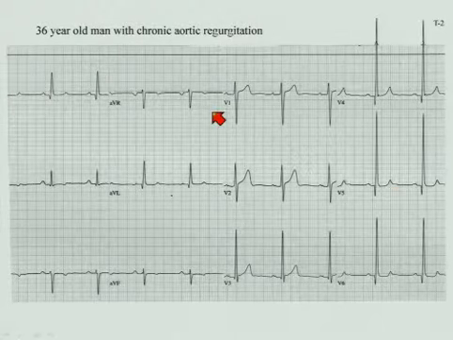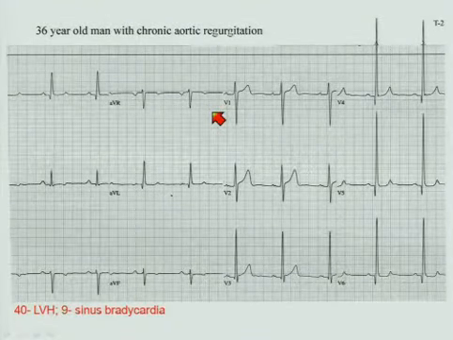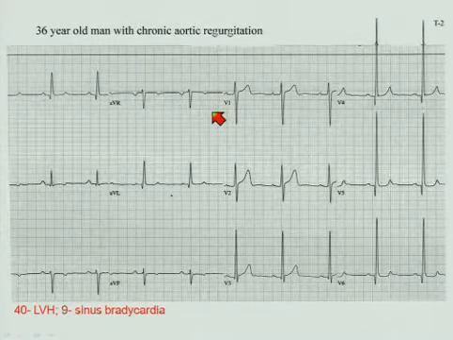So this is a chronic aortic regurgitation. And on the answer sheet, I would put number 40 LVH and number 9 sinus bradycardia.